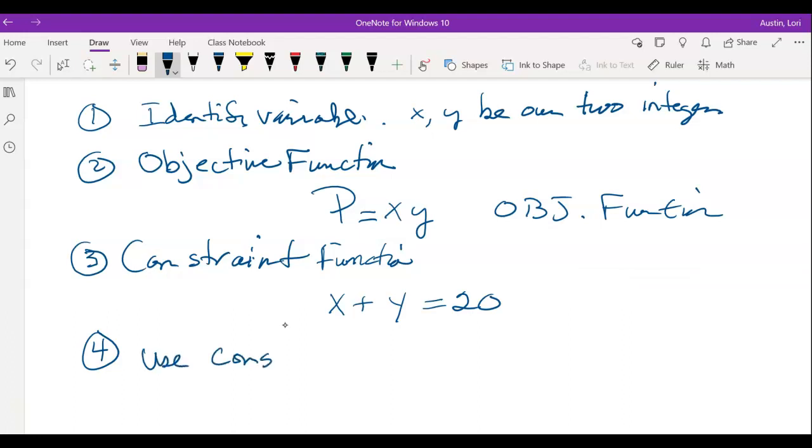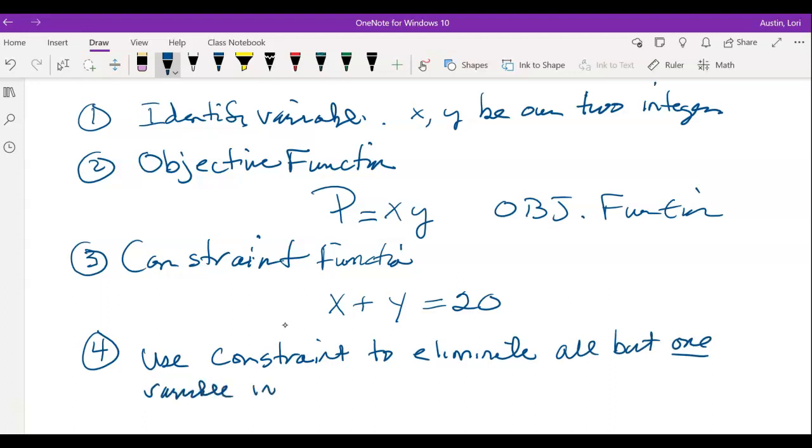Use the constraint to eliminate all but one variable in your objective function.